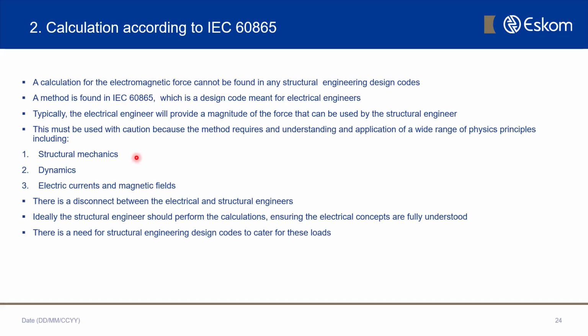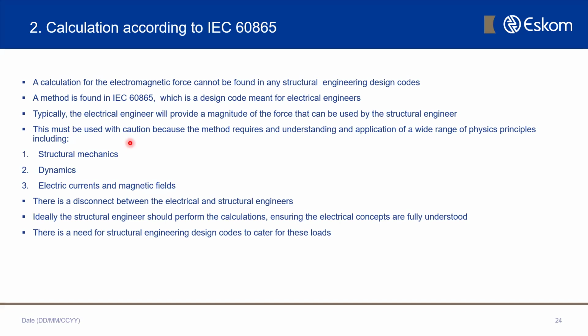The method that the IEC code uses requires an understanding of different branches of physics, like structural mechanics, dynamics, as well as electric currents and magnetic fields. So the electrical engineer needs to understand all of these, or the structural engineer needs to understand all of these when doing these calculations. Typically, the electrical engineer is going to provide a value to the structural engineer as to what force needs to be applied to the structure.